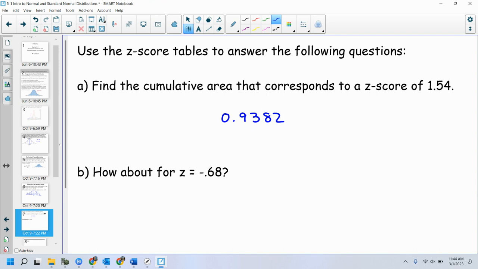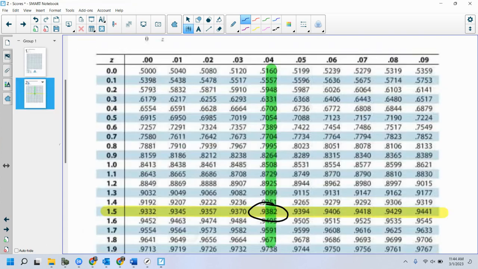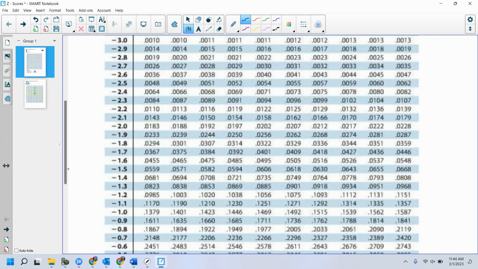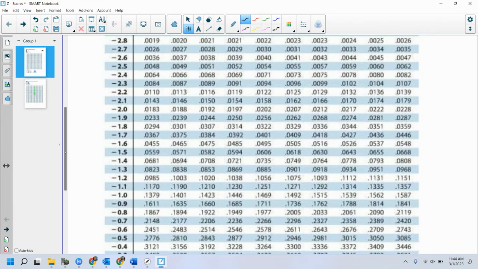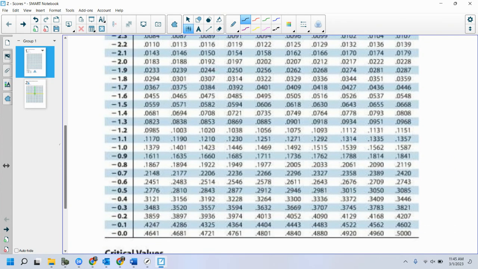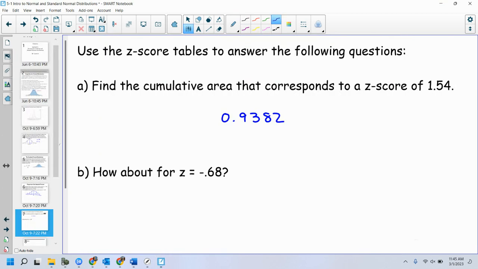Try to find negative 0.68, and then I'll move you there. Negative 0.68. So I'm on the negative side, negative 0.68, second column. 0.2483. That means if your x value came out to be a z-score of negative 0.68, that is a 24.83% chance of happening. Yeah, that's the probability of that value, whatever that x value was, happening.